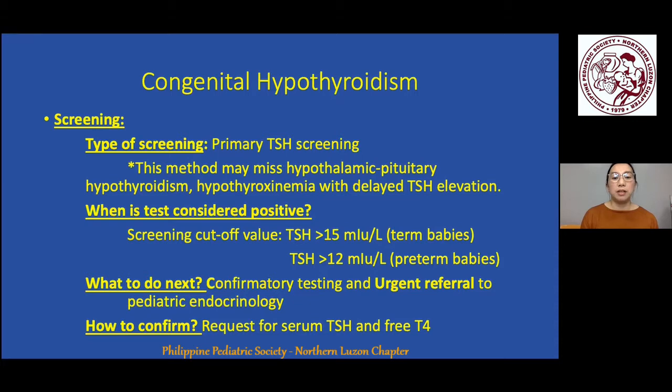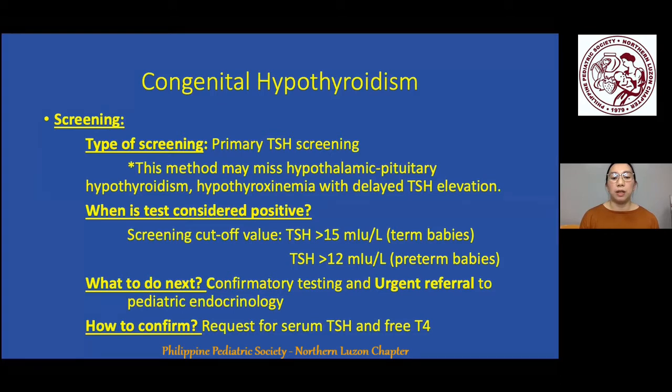So when do we consider this newborn screening to be positive for CH? Here are the cutoff values. TSH of more than 15 for term babies and more than 12 for preterm babies. So if we receive a newborn screening with these results, the newborn screening center will recall the patient. So we will do a confirmatory testing and an urgent referral to a pediatric endocrinologist.